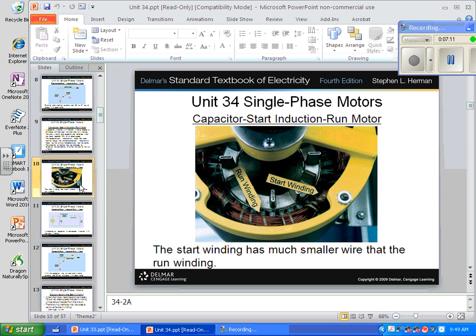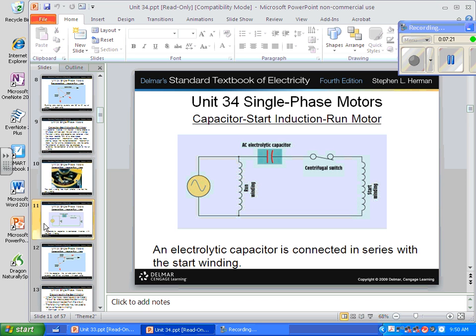Here again, we have a capacitive start induction run motor. Look at the start winding, look at the run winding. Same setup as the other one, right? So they're built the same way. Here we have a drawing of the capacitive start, and here we have our centrifugal switch, which opens at 75% of the rotational speed.